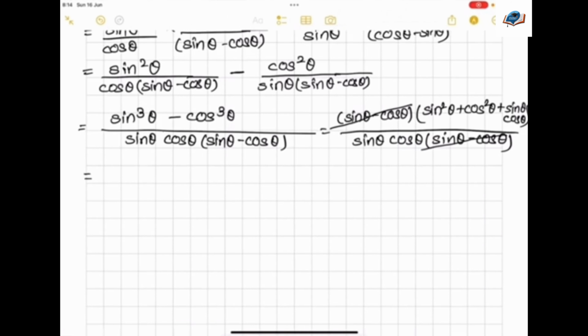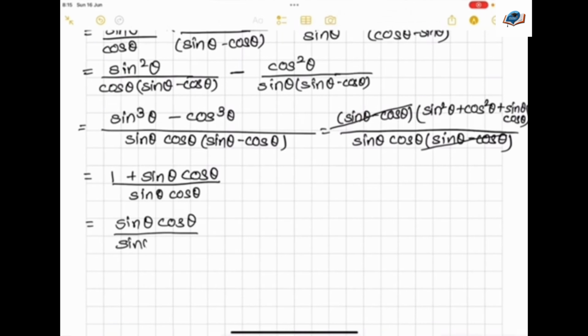So 1 plus sine theta cos theta whole upon sine theta cos theta. Now if I make the denominator separate, it will be sine theta cos theta upon sine theta cos theta plus 1 upon sine theta cos theta. Into 1 upon cos theta also I can write. So this got cancelled. So I got 1 plus cosec theta into sec theta.